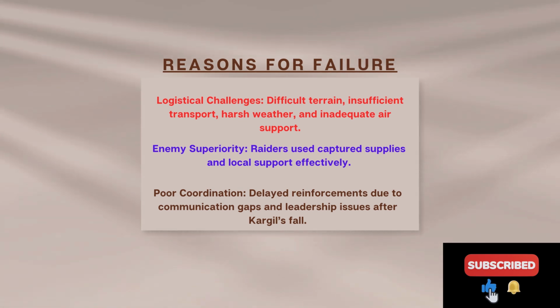3. Poor coordination. Reinforcement efforts were heavily delayed due to communication issues and leadership conflicts. After the fall of Kargil, the routes to Skardu were effectively cut off, isolating the garrison and leaving them with no hope of relief. So, friends, the combination of logistical failures, enemy superiority, and poor coordination led to the eventual fall of Skardu. It's a reminder of the critical importance of planning, adaptability, and leadership in military operations.